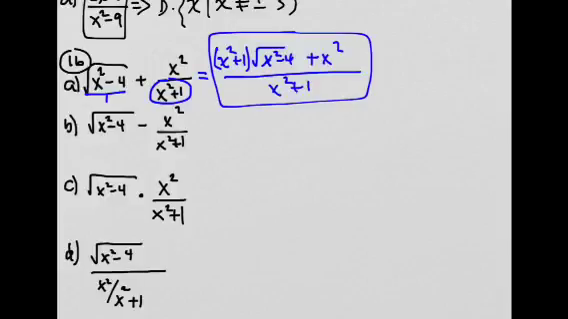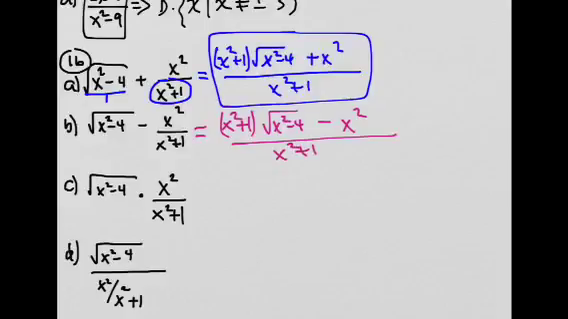So B is very similar. The only difference is that there is a minus. But notice it's the same process. So I get x squared plus 1 times the square root of x squared minus 4, minus x squared, over x squared plus 1. And again, I can't do anything more to simplify this problem.